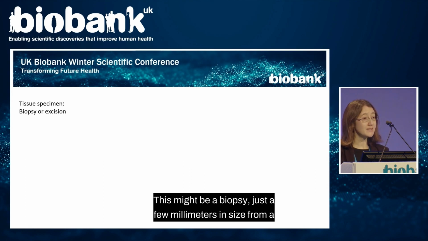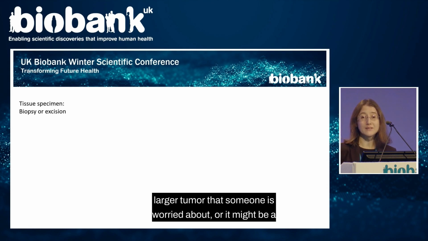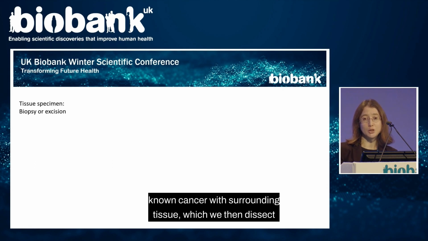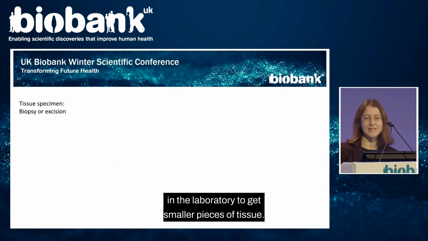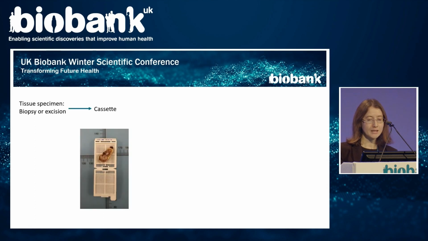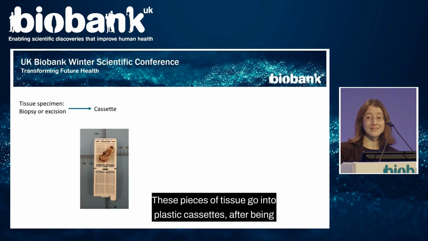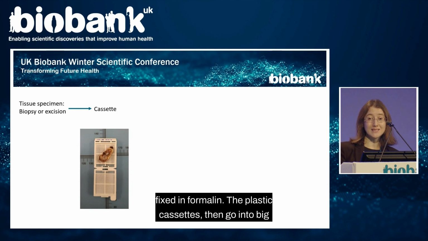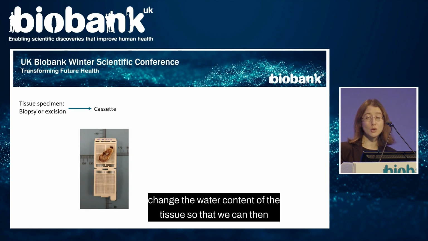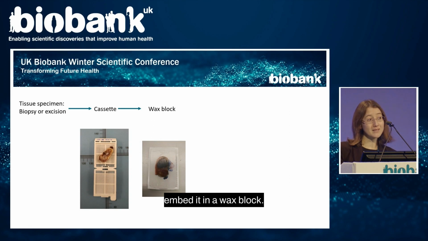This might be a biopsy, just a few millimetres in size from a larger tumour that someone is worried about, or it might be a known cancer with surrounding tissue, which we then dissect in the laboratory to get smaller pieces of tissue. These pieces of tissue go into plastic cassettes after being fixed in formalin. The plastic cassettes then go into big machines that have lots of different chemicals in, which change the water content of the tissue, so that we can then embed it in a wax block.